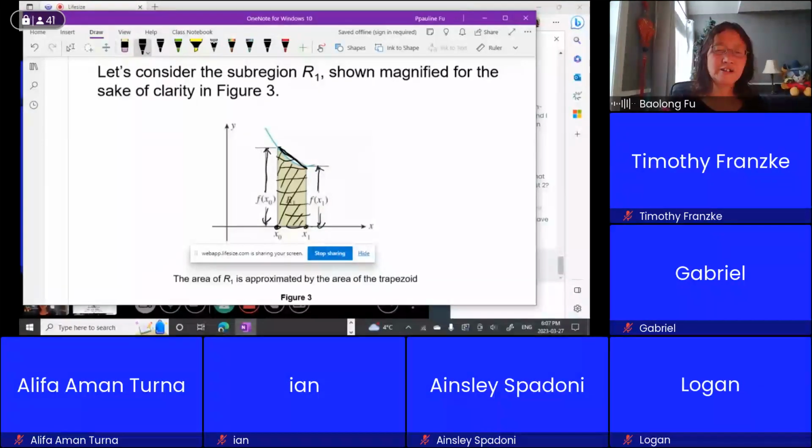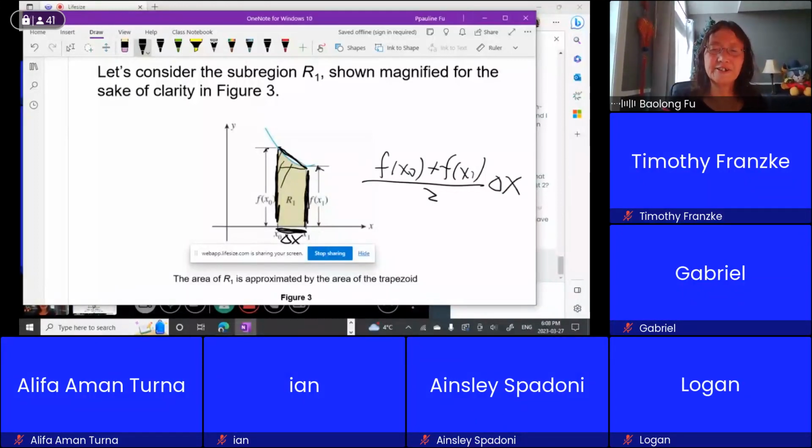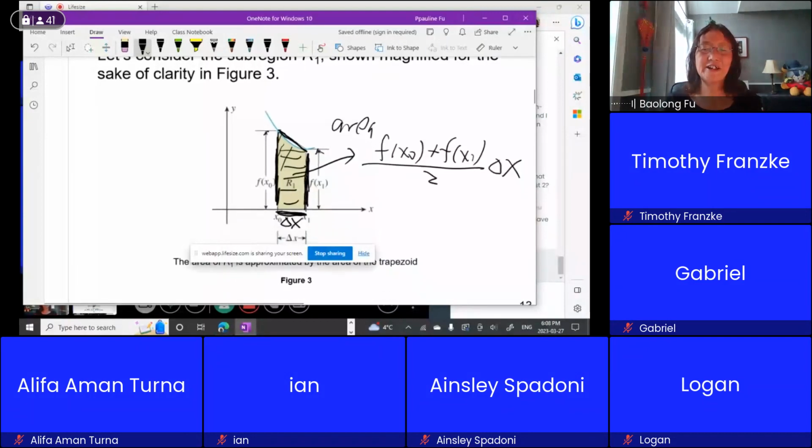And we know the area is this part, fx1, plus this part, fx0, and this part here is delta x. Okay, so fx0 plus fx1 divided by 2 times delta x. That is the area. Okay, this is the area.